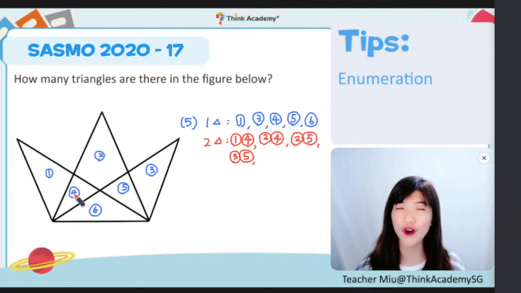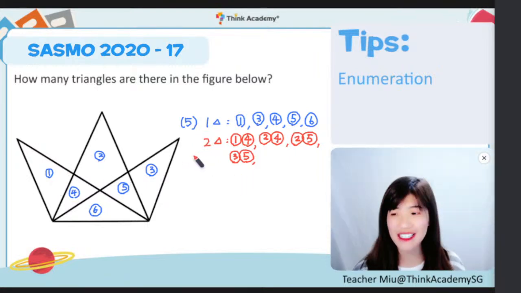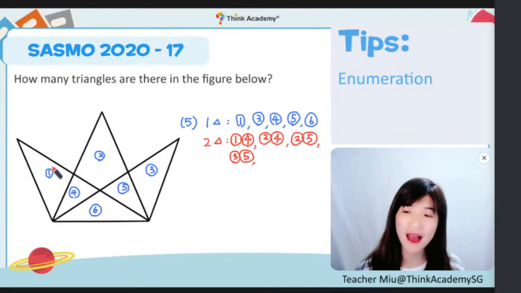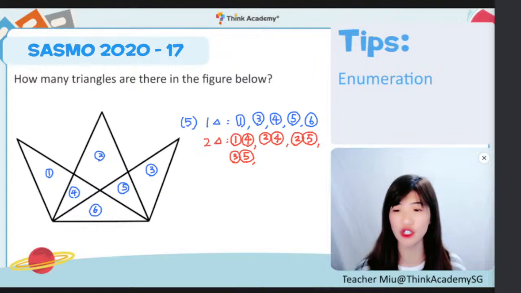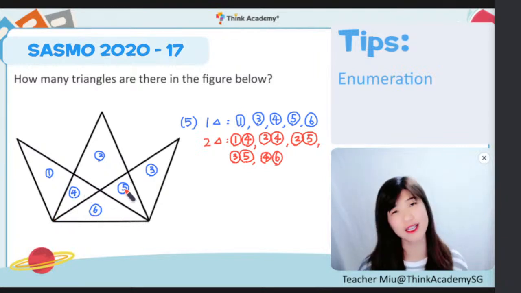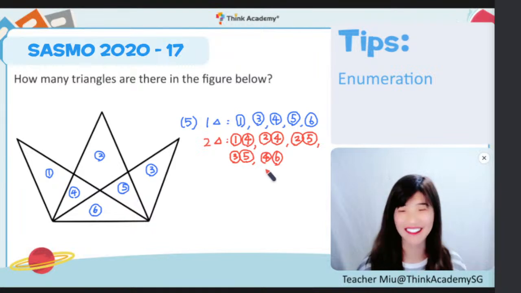So then we go to 4. Okay, some students might say, Teacher Miu, 1 and 4 can make a triangle, but dear, 4 and 1, is it the same as 1 and 4? So we counted already. So do not just go back. We should go forward. So it should be 4 and 6 to make a bigger triangle, right? So let's take a look at 4 and 6. This is also a bigger triangle. Can 4 and 5 make a triangle? No way, right? Now let's continue.